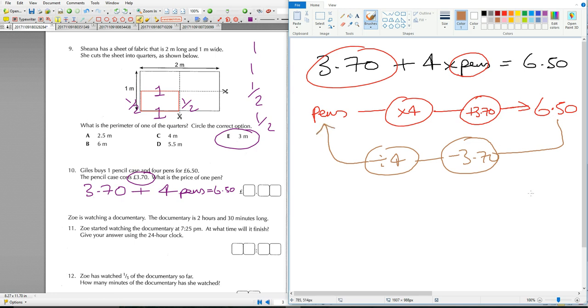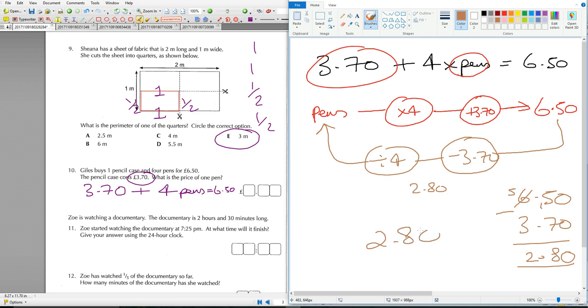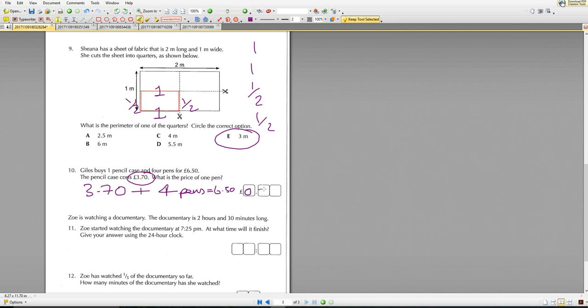So £6.50 minus £3.70, let's take that away. 0 take away 0 is 0, 5 take away 7 you can't do, you have to borrow. So that gives you 15 take away 7 is 8, and 5 take away 3 is 2. So I have here £2.80. Then I have to divide it by 4. So £2.80, we divide it by 4. Copy the decimal point above. 4 into 2 is nothing, remainder 2. So 28 divided by 4 will give you 7. So we get the cost of each pen to be 70p.